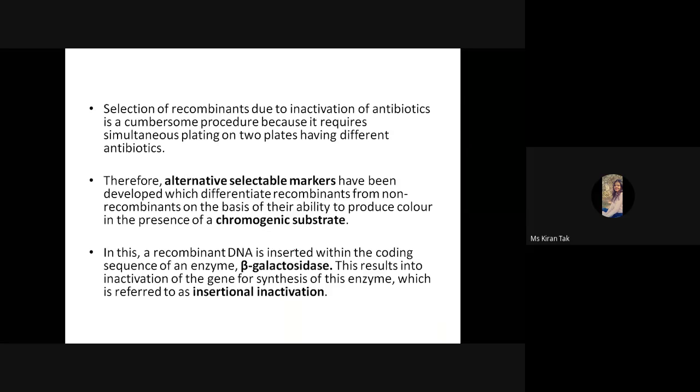Now, the inactivation of antibiotics is a very cumbersome process, because it requires simultaneous plating on plates having different antibiotics. So there are alternative selectable markers that are used for the differentiation between recombinants and non-recombinants on the basis of a chromogenic substrate. One of the processes includes cloning the lacZ gene that codes for beta galactosidase. This is again based on the insertional inactivation of the gene.